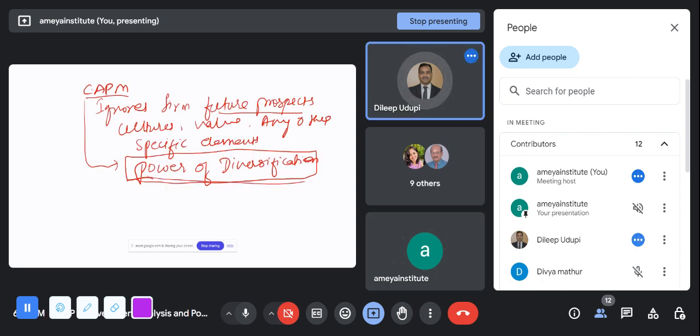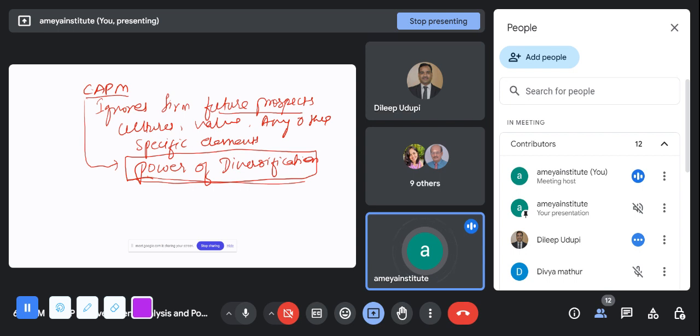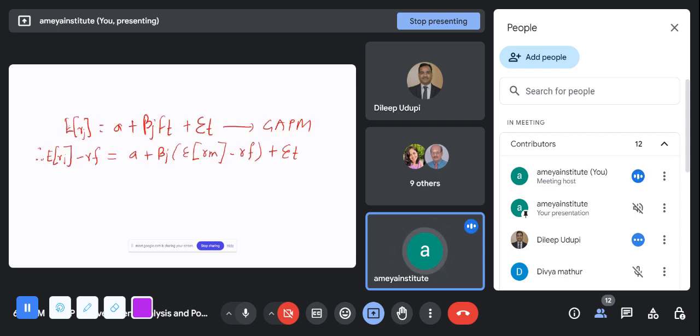No, it ignores. It does not consider any factor. What it considers in CAPM is that the market is the one factor which decides the stock returns, right? Correct. Nothing but the power of diversifying. So now we can further rewrite this formula like this.